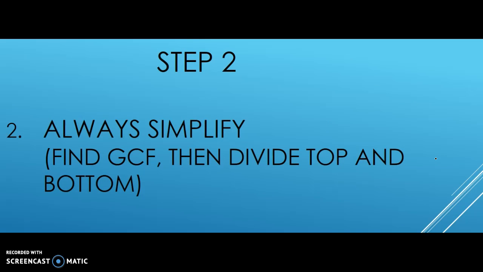Step 2, always simplify. And we simplify by finding the greatest common factor. GCF stands for greatest common factor. And then you'll divide that number into your top and bottom number. So let's look at an example.